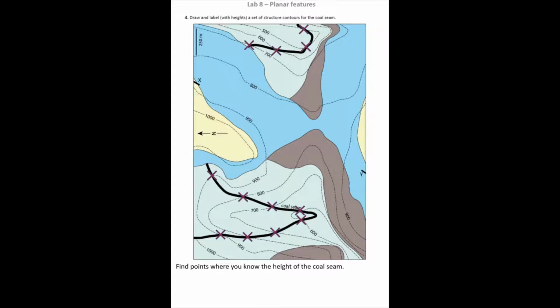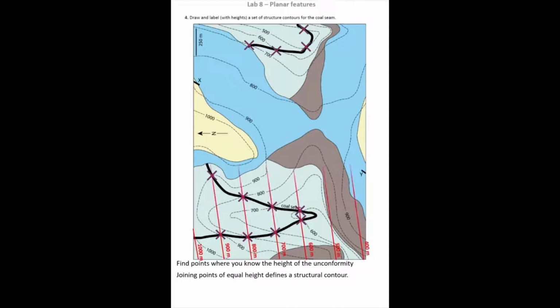And then just like we did with the other set of structural contours for the unconformity, we connect the points of equal height to show the structural contours, and we've given them the labels. We can see all the way across the map that they've got a nice equal spacing, which indicates that it's a uniformly dipping coal seam.